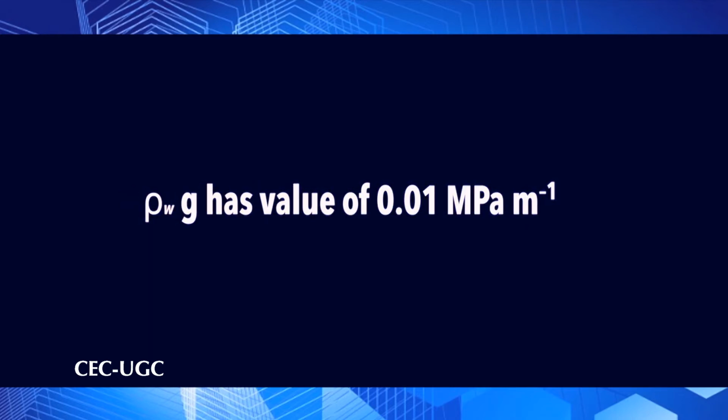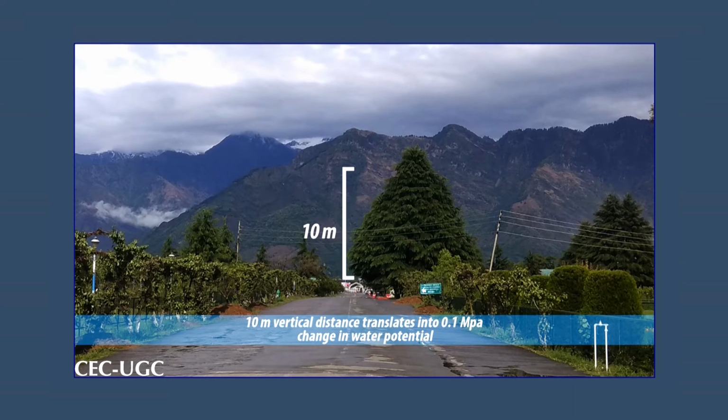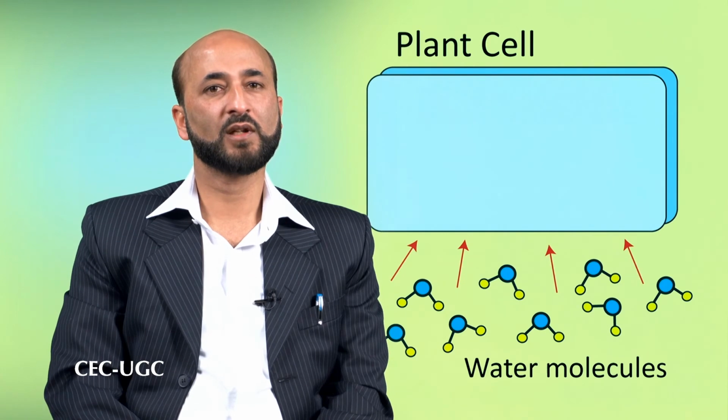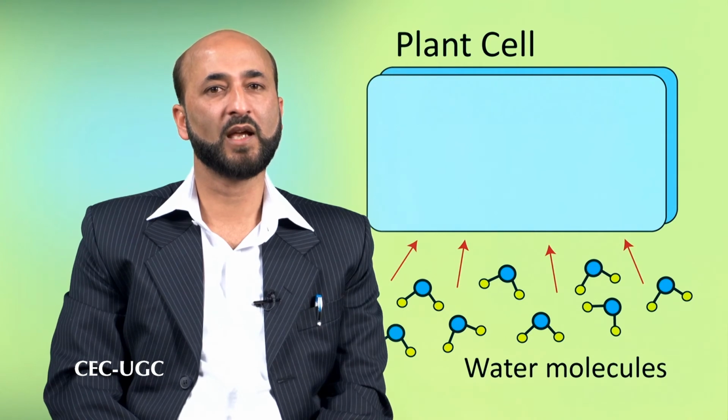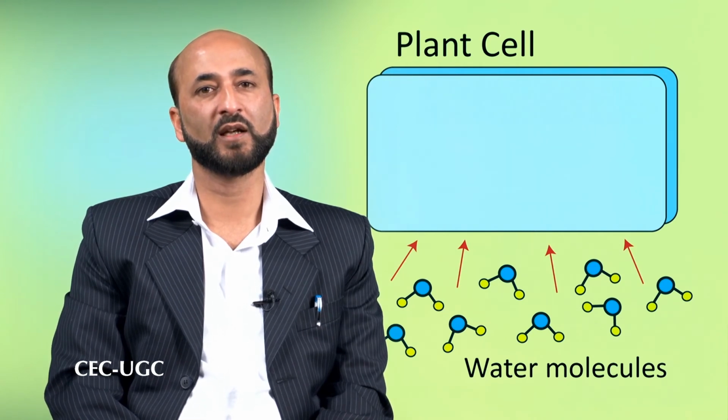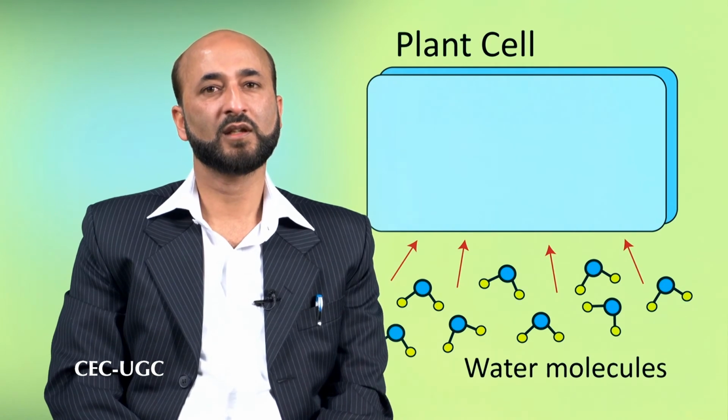Now, putting the values of rho w and g, we can get a value of 0.01 megapascals per meter. That means a vertical distance of 10 meters translates into a 0.1 megapascal change in water potential. At cellular level, the gravitational component is generally ignored because it is negligible as compared to the osmotic potential and the pressure potential. Thus, in these cases, the aforementioned equation can be again simplified as follows.